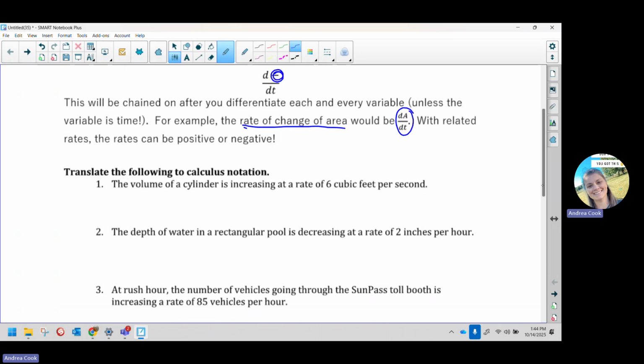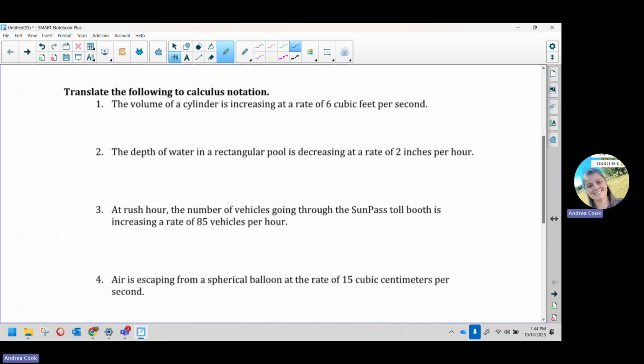So we're going to take this in baby steps. The first thing we're going to do is translate sentences into calculus notation. Then we're going to take formulas and find the derivative with respect to t. And then we're going to put it all together for word problems.